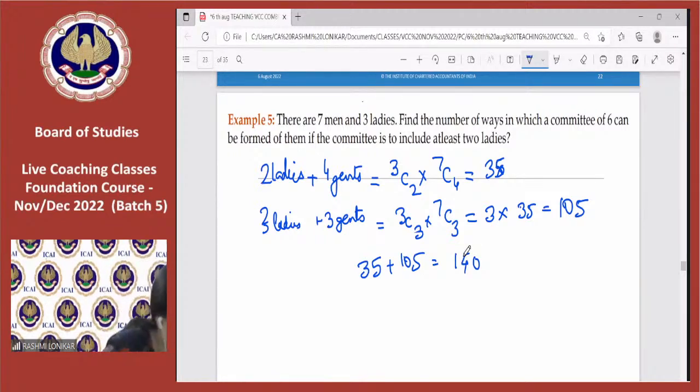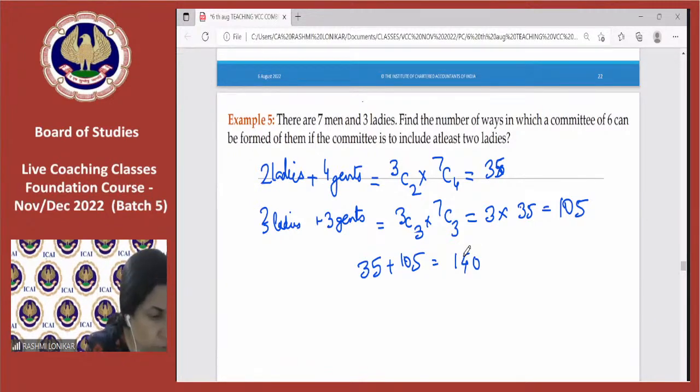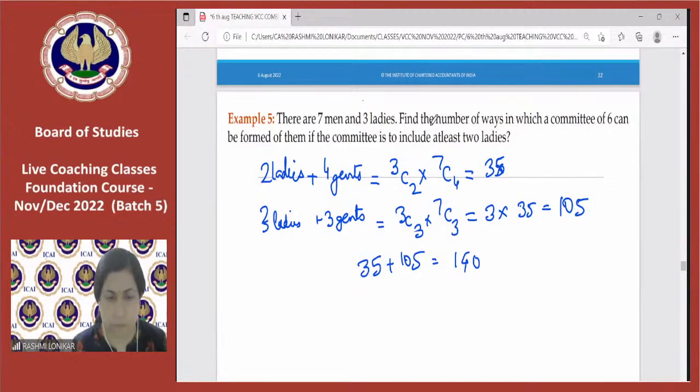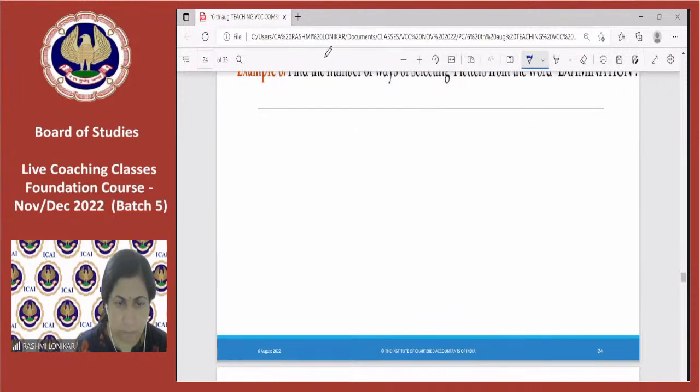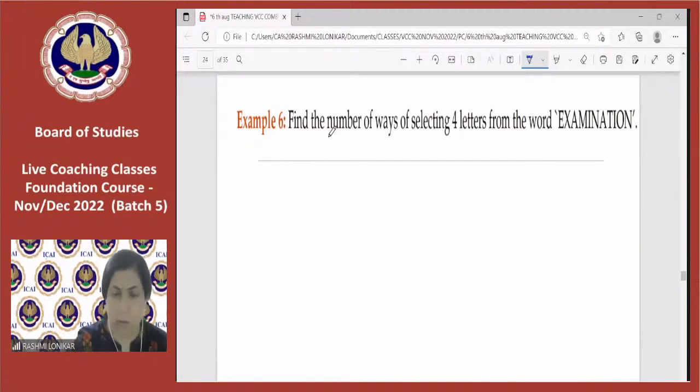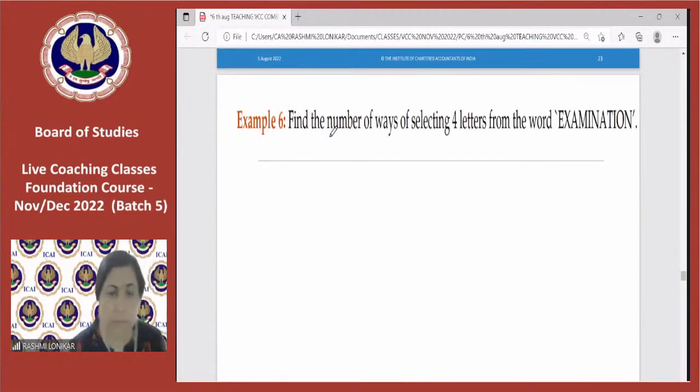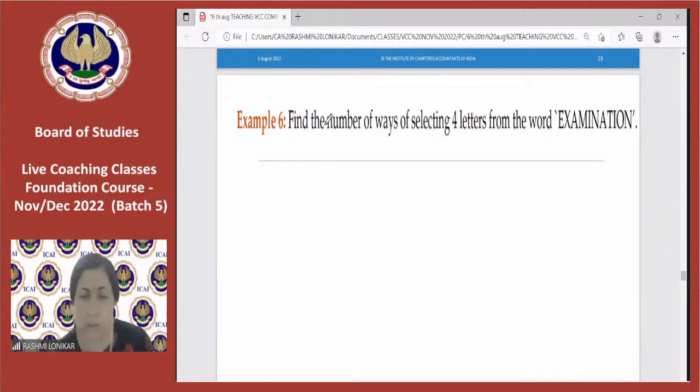Okay. Example number 5, we have 140. Find the number of ways of selecting 4 letters from the word EXAMINATION. From here I can see that A is repeated, I is repeated, N is repeated. So you have to be very careful.